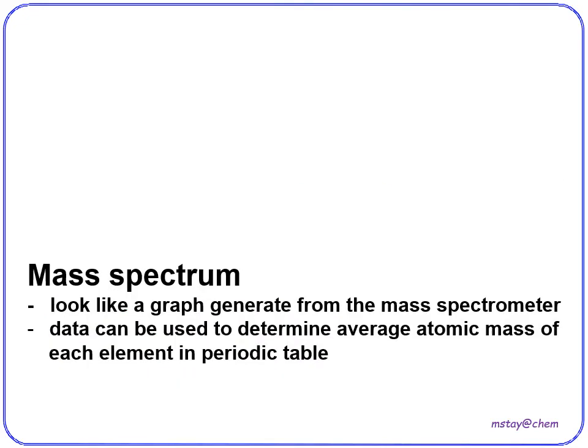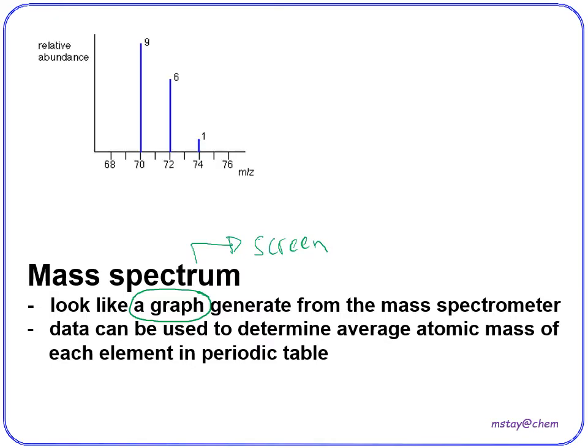Okay, the mass spectrum will be shown on the screen of the monitor. So how will the mass spectrum look like? Based on the description here, it looks like a graph. So the graph looks like this. As usual, the y-axis represents the abundance, while the x-axis represents the mass. If you still remember, the meaning of abundance is the quantity.